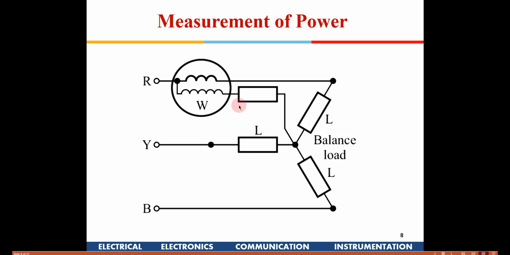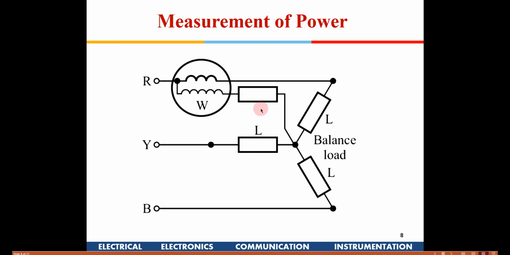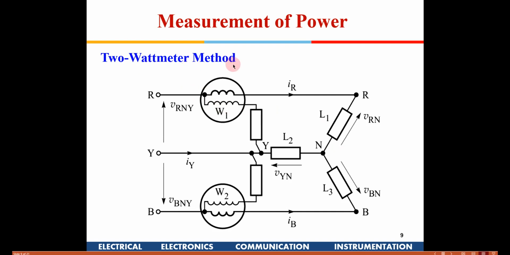This is for a single wattmeter method. This is just a diagram showing how a wattmeter is connected. Now this is the 2-Wattmeter method. If you see here, this is wattmeter 1, in which you are connecting the current coil in series with the line here, and the voltage coil between R and Y. This is how we are connecting here.